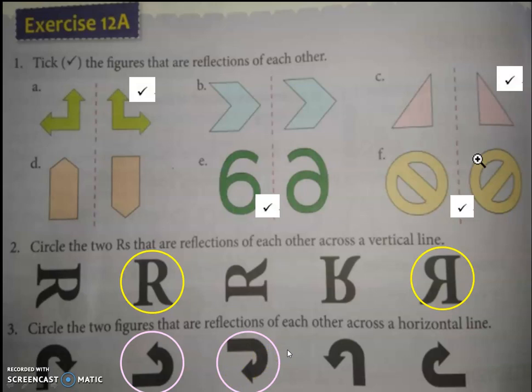Just take down and work it out in your book, page number, exercise 12a. Look at this and keep your book while doing this. While watching this video, you all do it together, along with me.